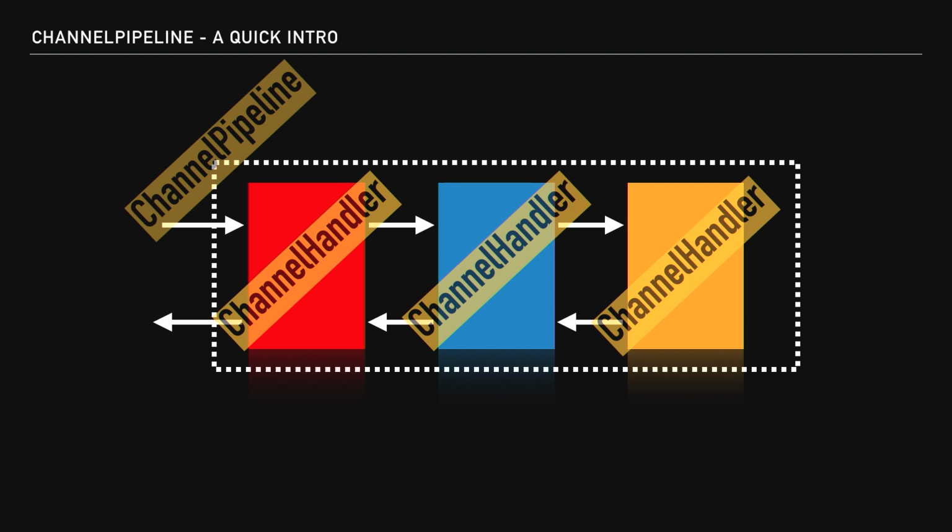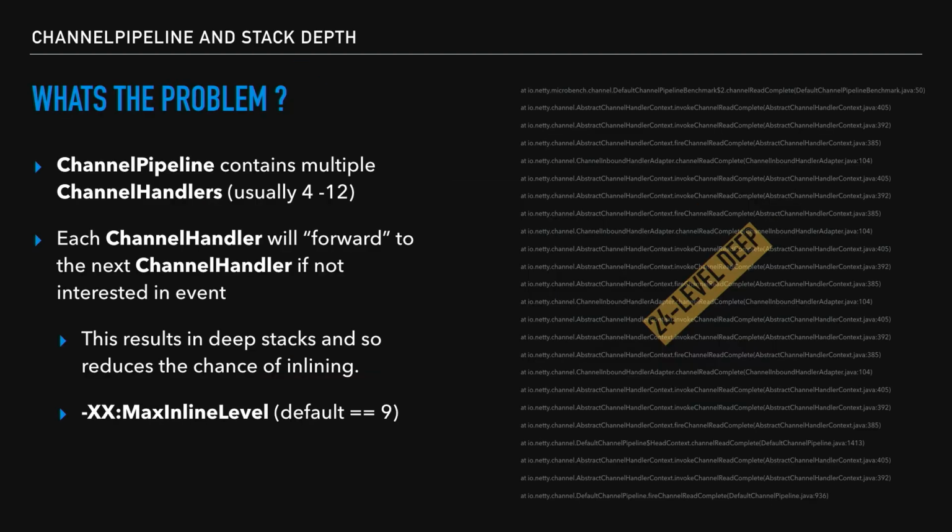The thing here is that we have these 3 channel handlers, so something comes from the wire, some bytes, for example, it goes into the red one, which does something with it or doesn't do anything with it, and passes it to the next one, and so on and so on. So you can basically build up chains of operations. And the same is true for outbound stuff if you want to write something, right? Which means that you end up with a lot of them.